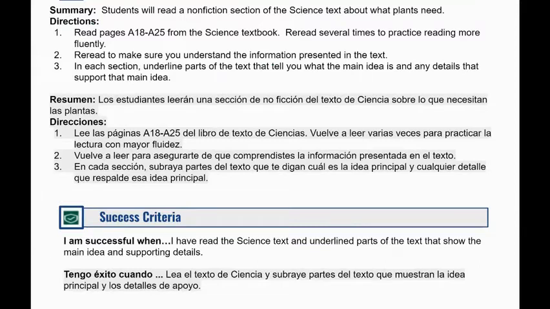For task number 1, students will read a nonfiction section of our science textbook about what plants need. We will read pages A18 through A25 from the science book, and you will reread it several times to practice reading more fluently. Then reread it to make sure you understand the information presented in the text. In each section, underline the parts of the text that tell you what the main idea is and any details that support that main idea. Students will be successful when they have read the science text and underlined the parts of the text that show the main idea and supporting details.